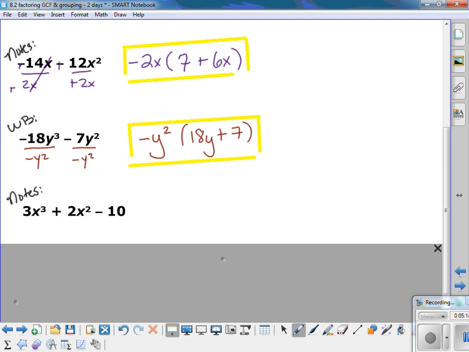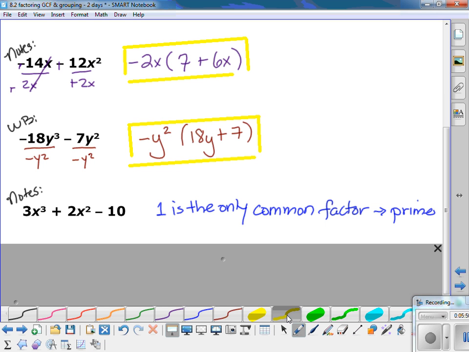All right, so I have 3x cubed plus 2x squared minus 10. So is there a number that goes into 3, 2, and 10? Just one. And they don't all have x's, so they don't even have an x in common. So 1 is the only common factor. If 1 is the only common factor, then that means it is prime. And you can't factor it.